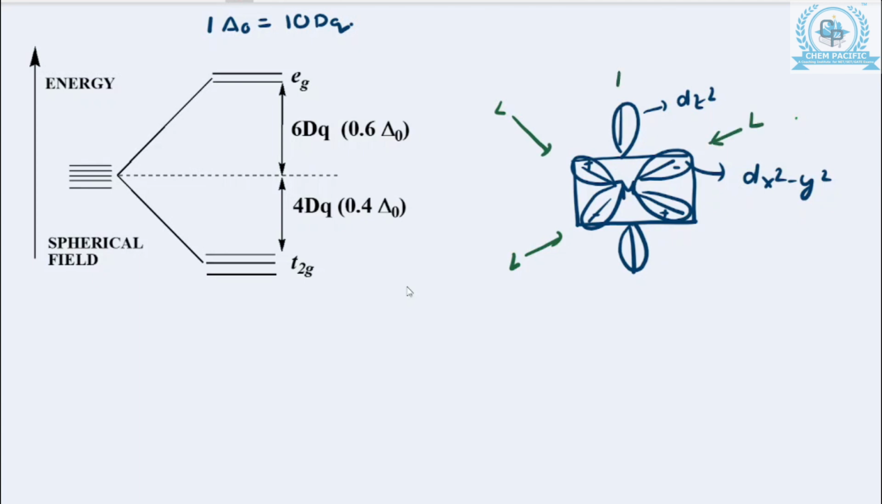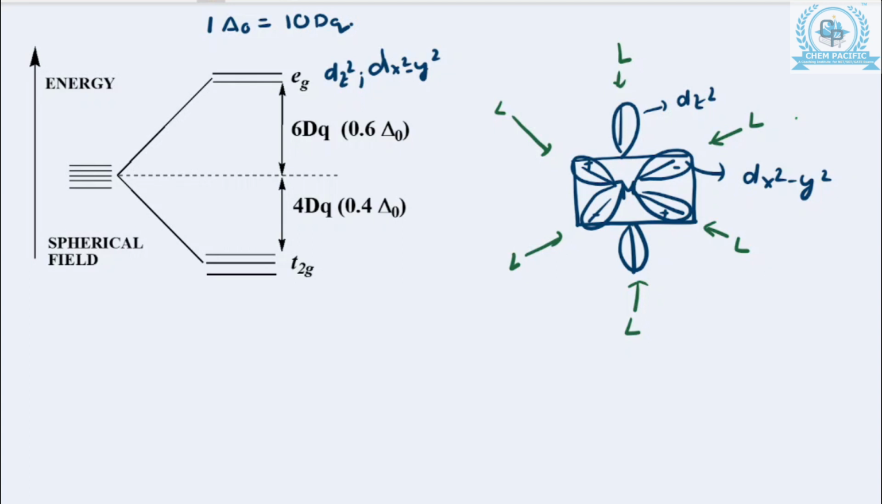As a result of which, this is clearly visible to all of you that the approach of the ligand is closer to the two orbitals, that is the dz square and the dx square minus y square. So due to the approach of this ligand, the orbitals which are along the axis, the dz square and dx square minus y square, these two orbitals experience maximum repulsion and its energy also becomes high.